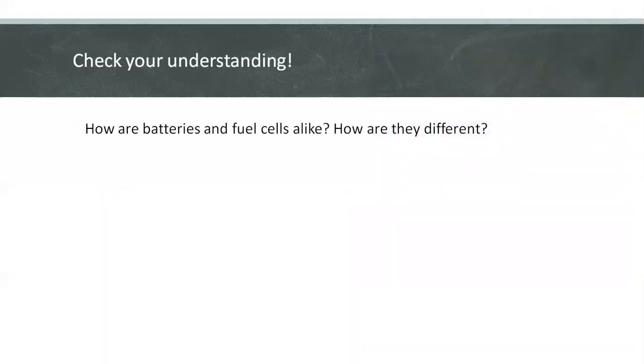So let's have you check your understanding: how are batteries and fuel cells alike, and how are they different?